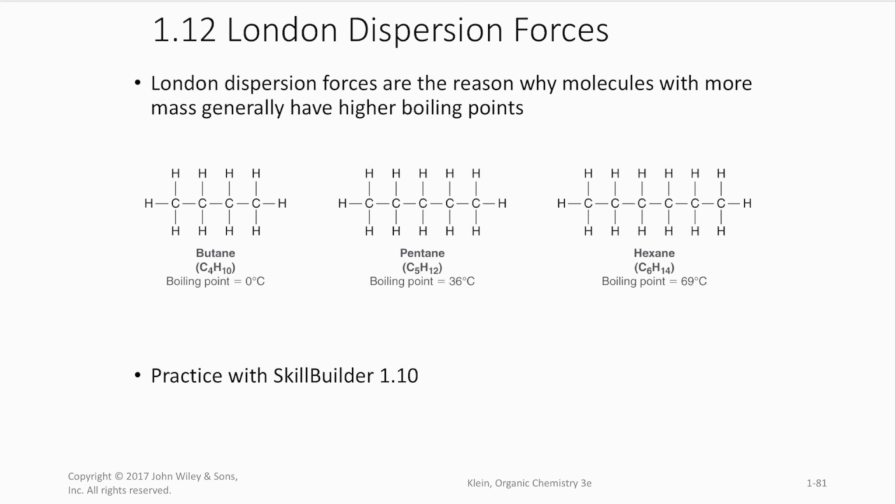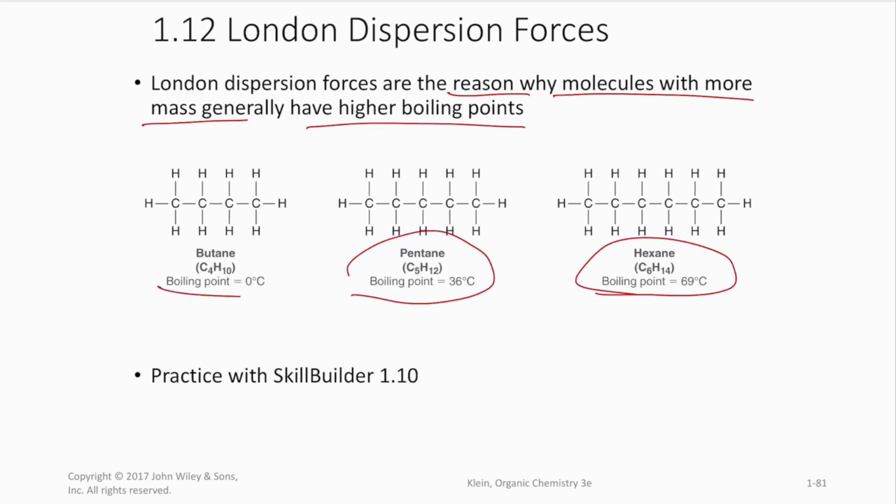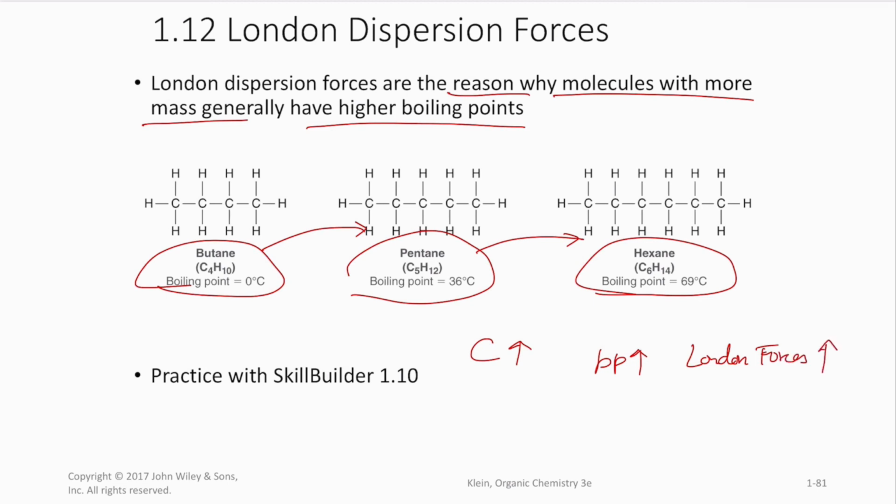So London dispersion forces are also the reason why molecules with more mass generally have higher boiling points. For example, hexane has a boiling point of 69 degrees, but pentane has only 36, and butane has about 0, which means that as you increase the number of carbons, the boiling point will increase. The reason is that the London forces are increasing as you go along the structure.